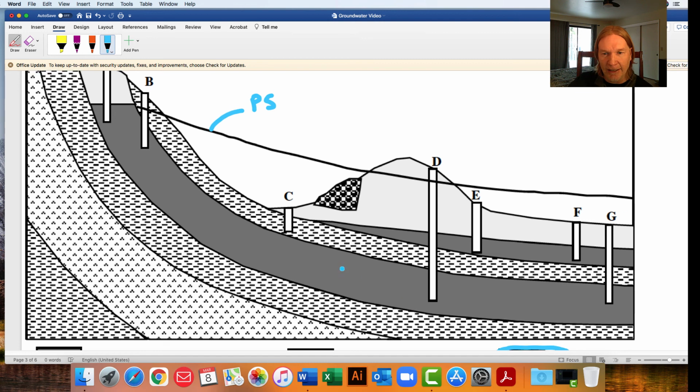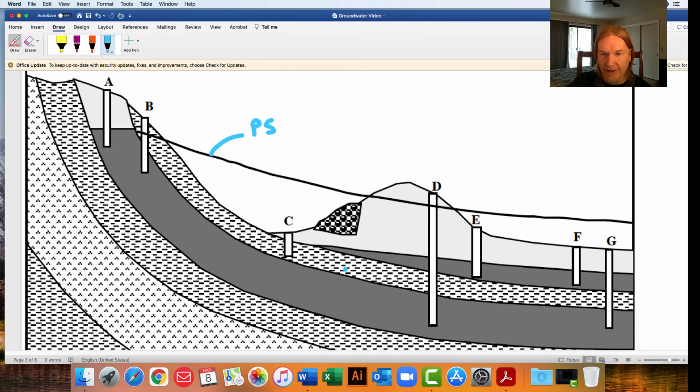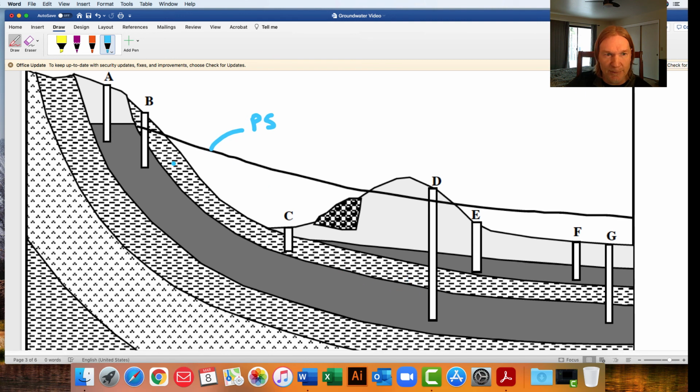So let's kind of look at how far water in these different systems is going to flow. Here's, this is a non-flowing artesian, and it's just going to go right up here to that line, and D is the same. It's going to kind of go up to this line. And G is a flowing artesian well, so it's actually going to go up here and flow out onto the surface because the pressure surface is above the land surface at this location.